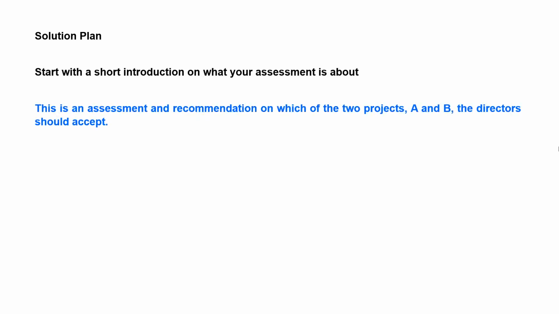So let's look at a solution plan. I'll put various headings in the solution. Now the bits you would write in your actual answer are the sections that are written in blue. So let's see what we got. First thing is you're going to start with a short introduction on what your assessment is going to be about. So for this little assessment, I'm going to say, this is an assessment and recommendation on which of the two projects, A and B, the directors should accept. So basically taking that directly from what the question is asking us to do.